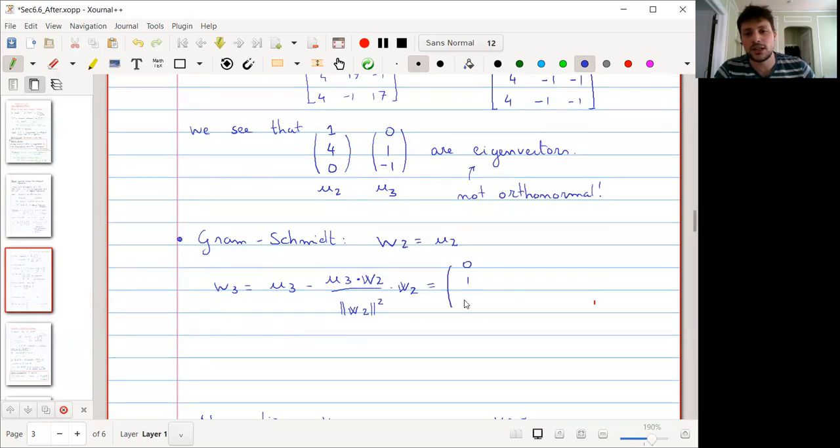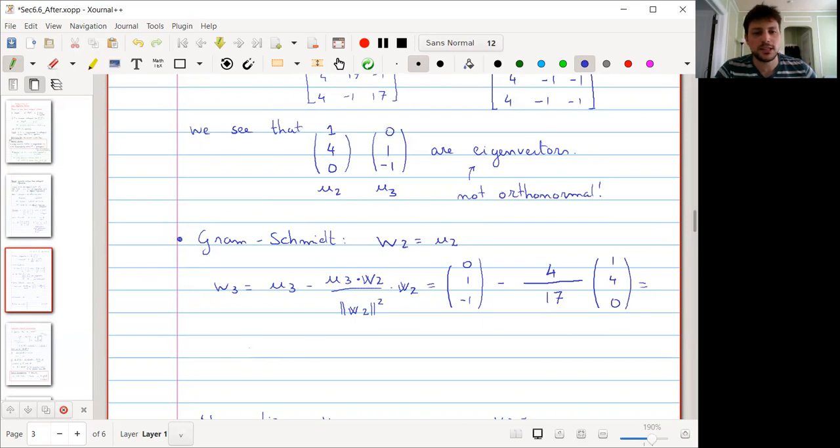Here we get 0, 1, minus 1, minus, now we have to do some dot products. u3 dot W2 is 1 times 0 plus 4 times 1 plus 0 times minus 1. So that's a 4 here. And the norm square of W2 is, no, we didn't compute that yet. The norm square of W2 is the sum of the squares of the entries, which is 1 plus 16, so this is 17. And then I will have to subtract W2, which is u2, 1, 4, 0.